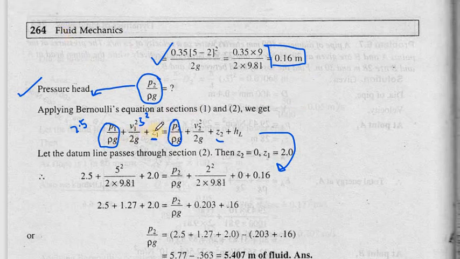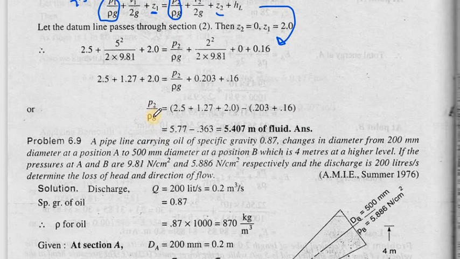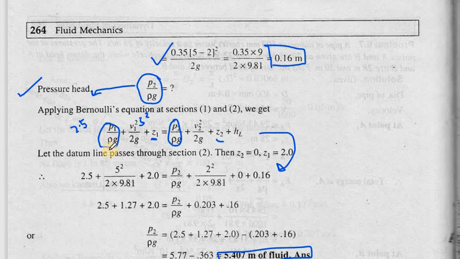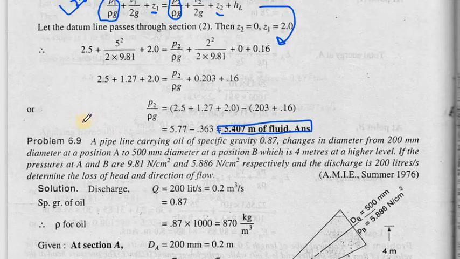So after putting all this value, we get this equation. The unknown value is the pressure at the second head. After taking it on the right hand side and taking all the other values on the left hand side, we get P2 by rho g equals 5.407 meter of the fluid. That means the pressure at the second point is 5.407 meter. So this is the equation for your real fluid which we are using in this numerical. After that, we will do the next numerical.